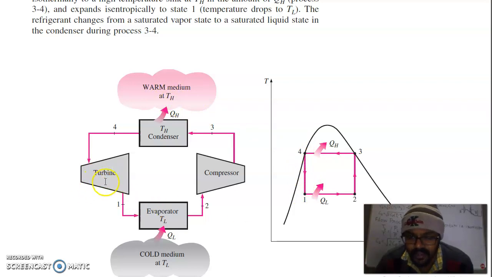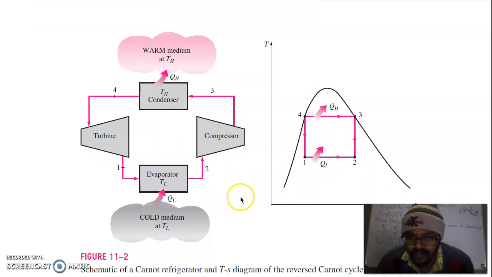Usually we use a turbine for the expansion in the Carnot cycle, but in an actual cycle, let's see what we use. We use some sort of expansion device. So 4 to 1 is your expansion. So this is your reverse Carnot cycle.